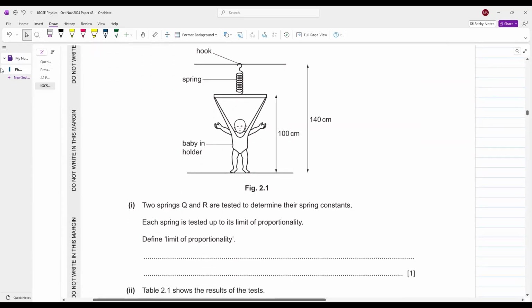Perfect. The baby bounces gently up and down. Two springs Q and R are tested to determine their spring constant. Each spring is tested up to its limit of proportionality.